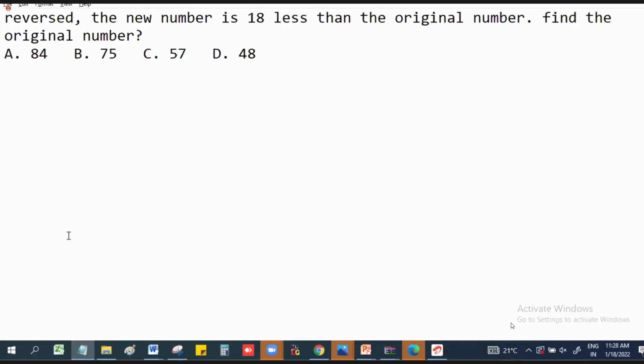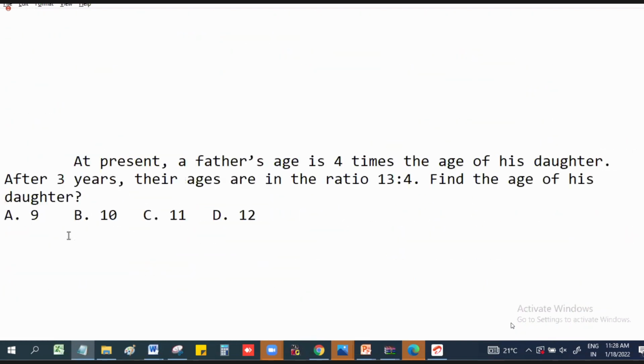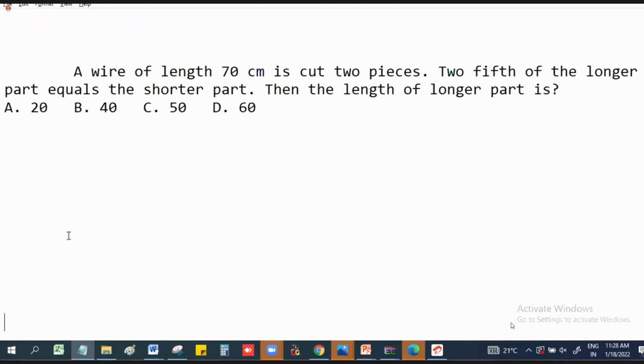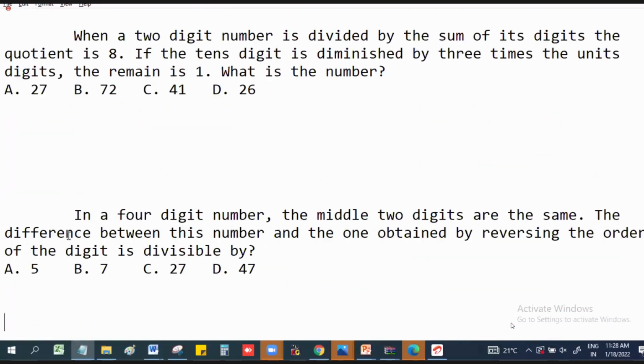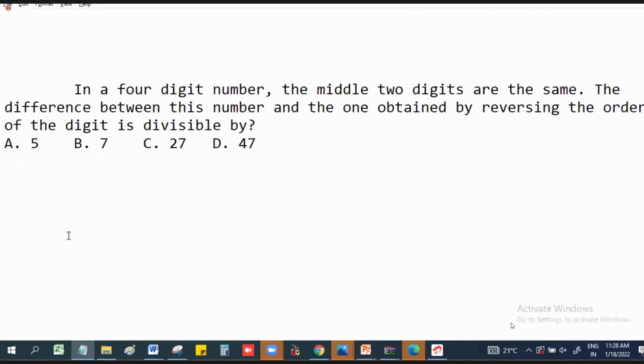75 minus 57 has to be a multiple of 9. 18 is a multiple of 9. Yes. That's it. Done with this, everybody? Next, I want you to solve this, which is a question based on digits. Do it quickly.